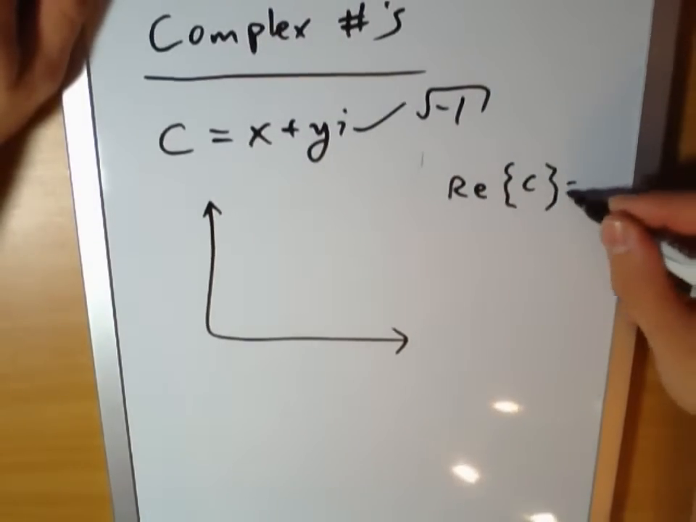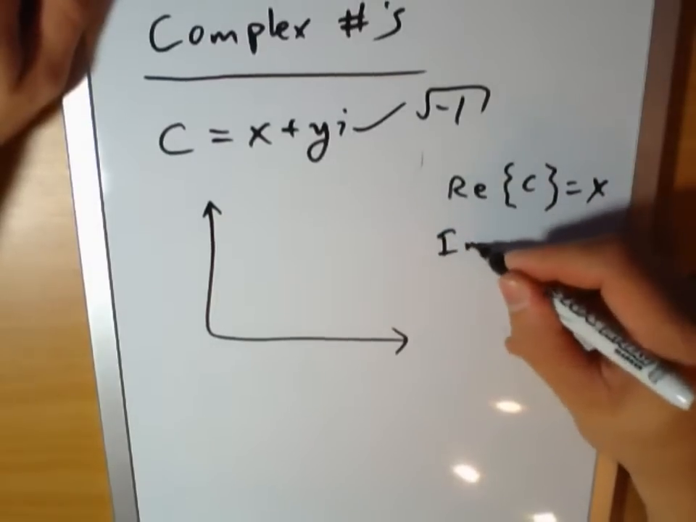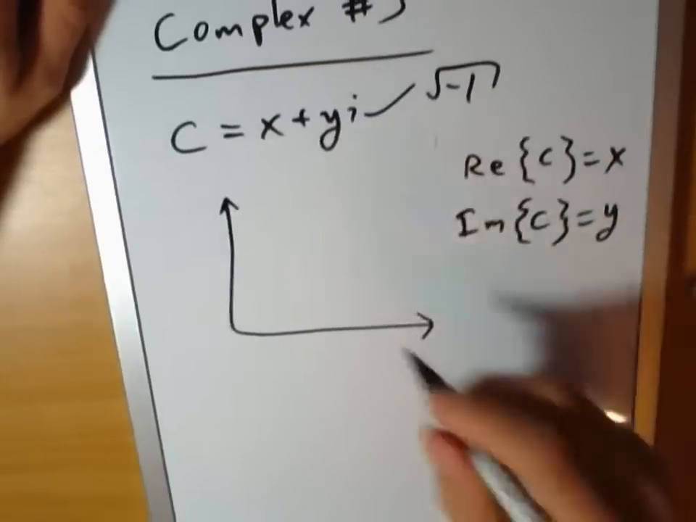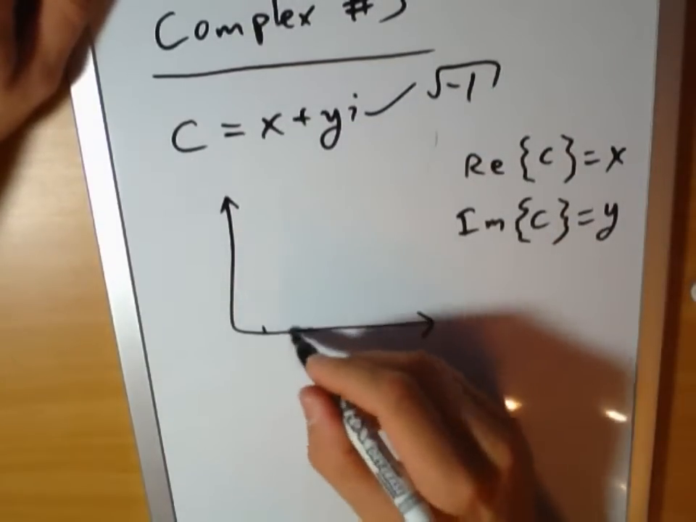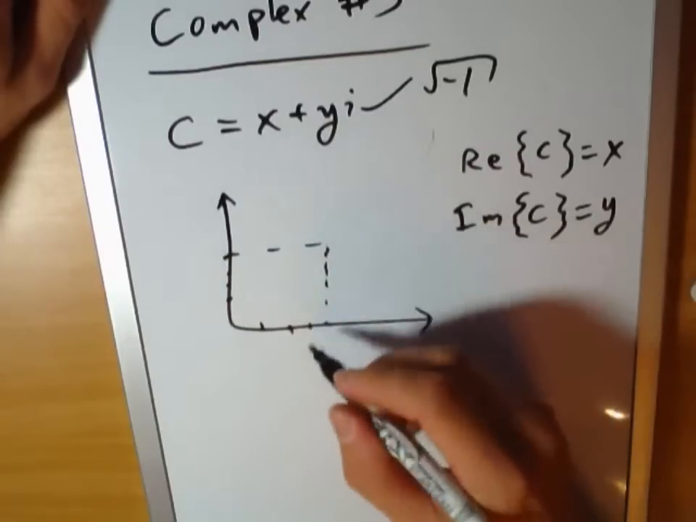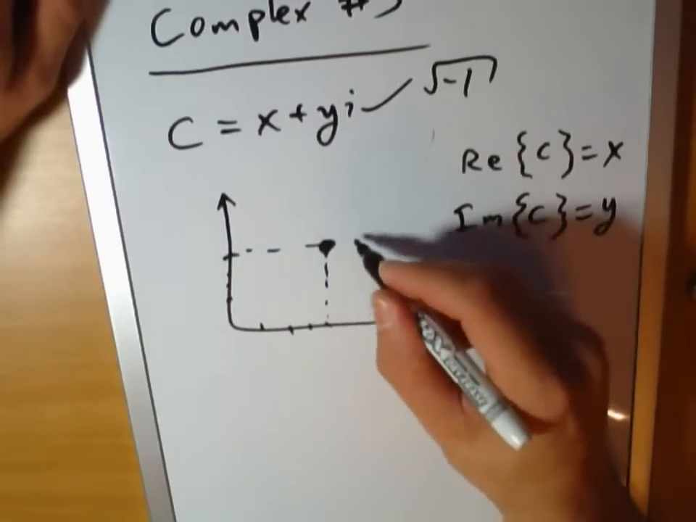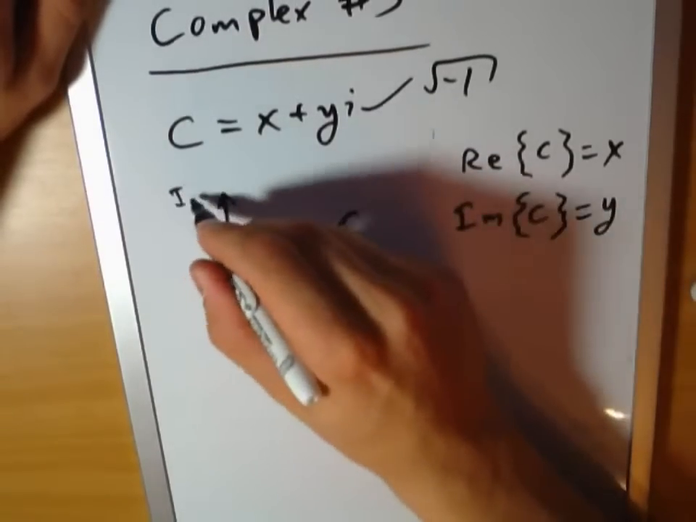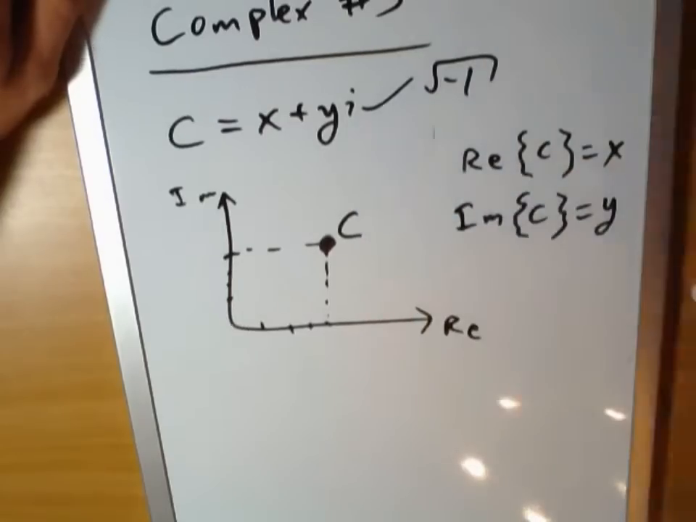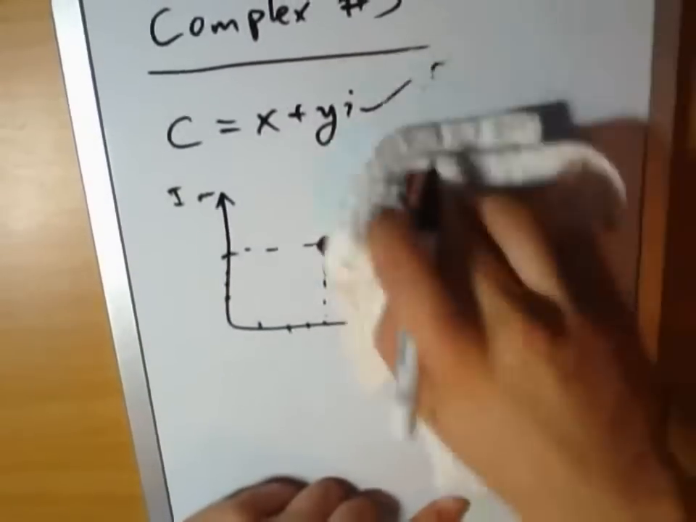So the real part of C equals x, the imaginary part of C equals y. And so if you want to plot a number C, what you do is you go over x, up y. So let's just say x is 4 and y is 4. Then you get a point on the complex plane, point C on the complex plane. That was probably just about everything you learned in algebra about complex numbers in 4 seconds.